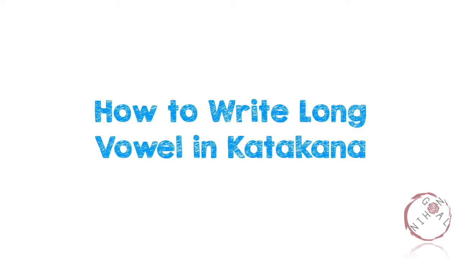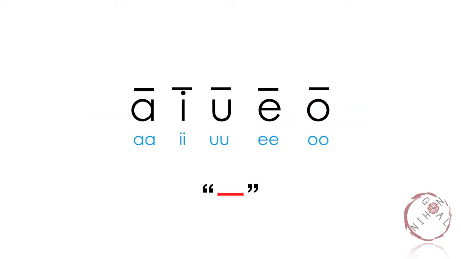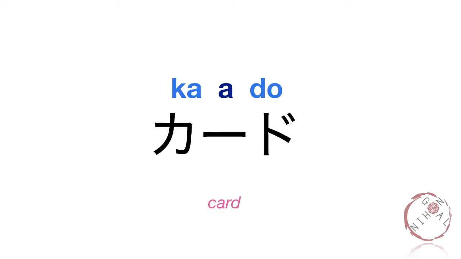Now, how to write long vowel in katakana? Unlike hiragana, writing long vowels is much simpler in katakana. Just add a dash next to the syllable you want to extend, whether it's from the a, i, u, e, or o column. Here are some examples.